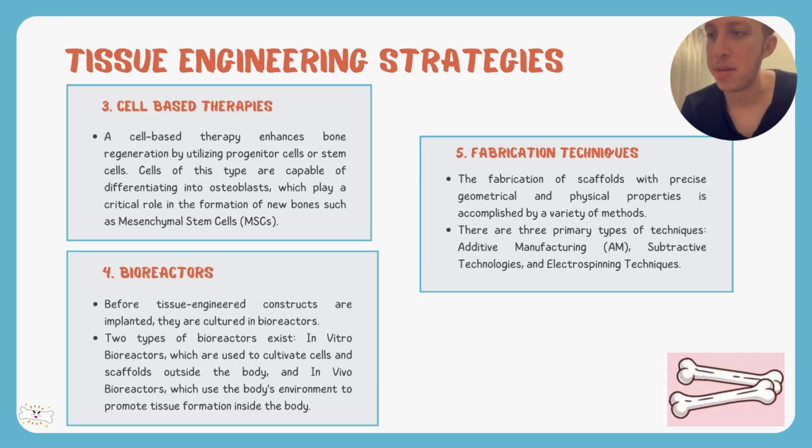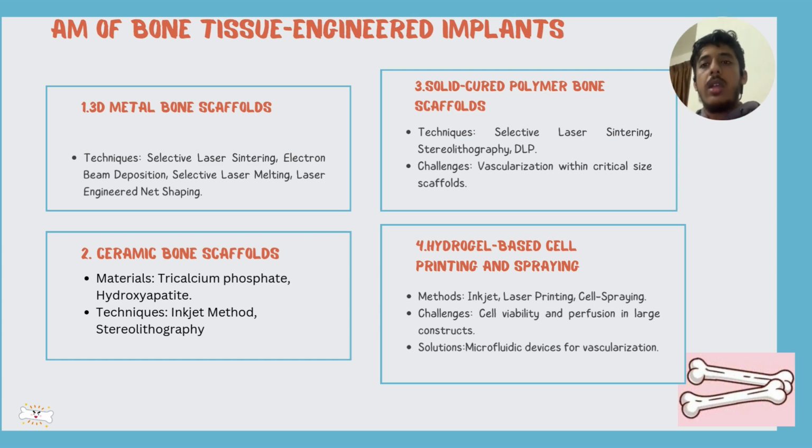Third strategy is cell-based therapies, which enhance bone regeneration using progenitor or stem cells, such as MSC, which differentiate into osteoblast. Fourth is bioreactors, with tissue engineering constructs cultured in bioreactors before implantation. Lastly is fabrication technique, which creates scaffolds with precise geometrical and properties using methods like AM, substrate technologies, and electrospinning technique.